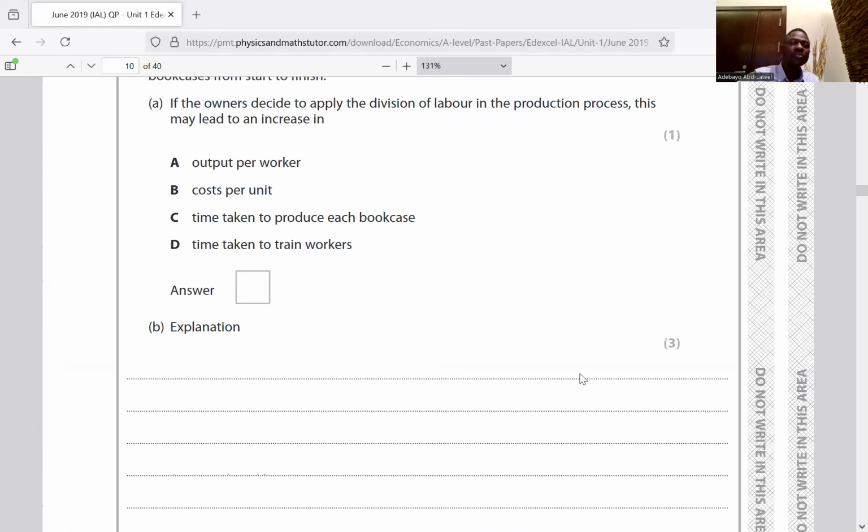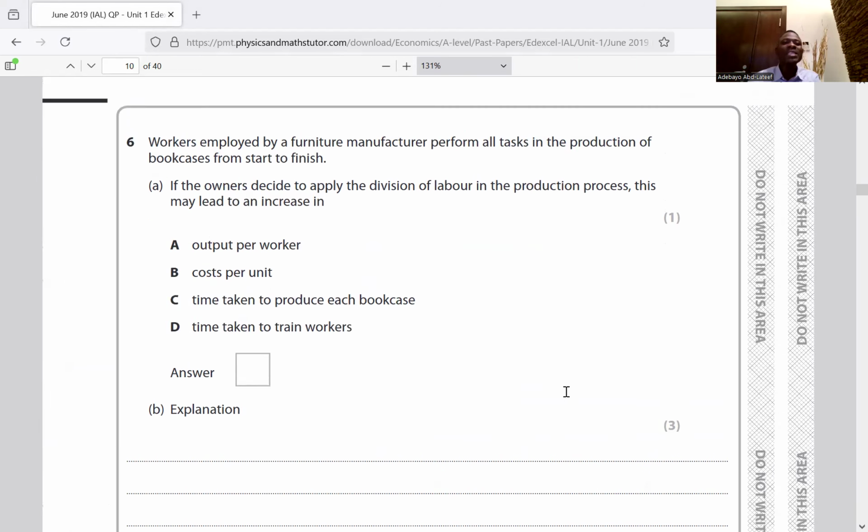Clear? Yes, sir. Question 6. Workers employed by a furniture manufacturer perform all tasks in the production of bookcases from start to finish. If the owners decide to apply the division of labor in the production process, this may lead to an increase in what? Division of labor first. What is division of labor? Division of labor is the breaking down of the production process into different stages, and each stage is performed by different people. That is division of labor.